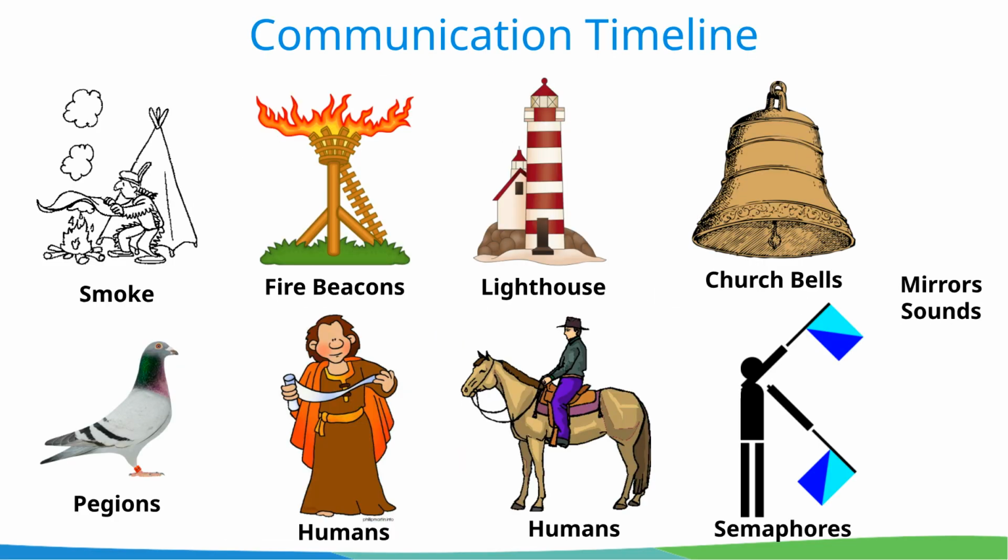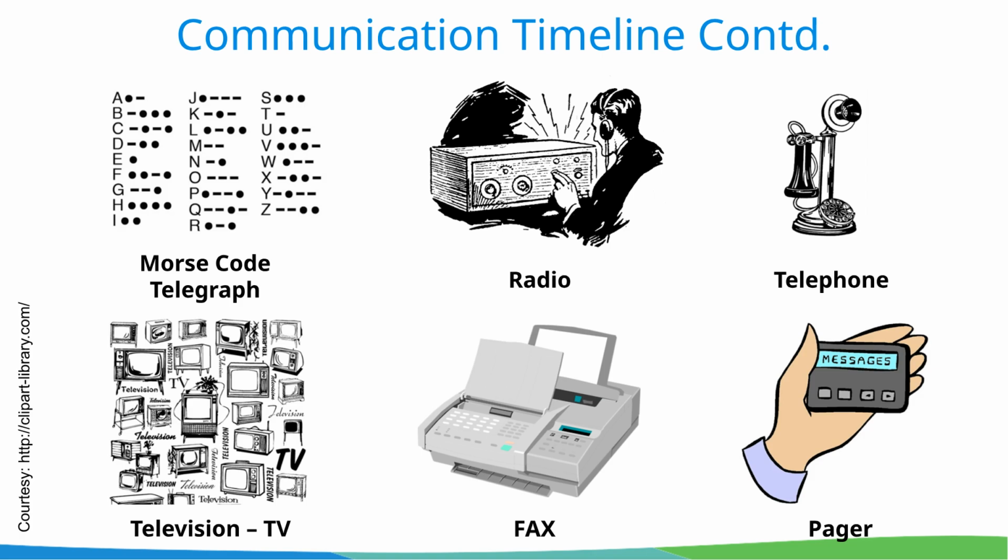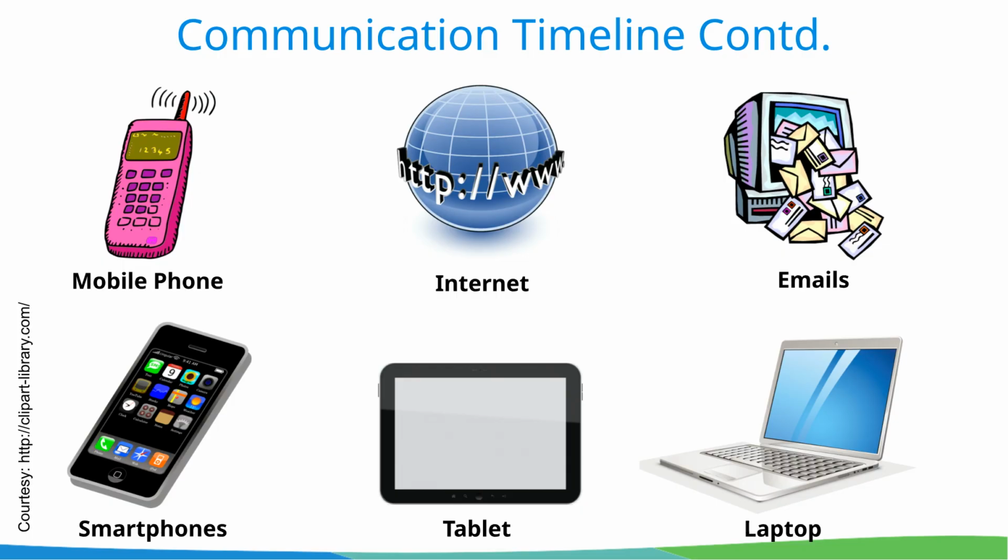Communication has evolved significantly, from smoke signals and fire beacons to methods utilizing lighthouses, bells, pigeons, and humans. Early forms also included semaphores, mirrors, and sounds. The timeline continues with the advent of Morse code, telegraph, radio, and telephone. More recent technologies include television, FAX, and pagers. We then move to mobile phones, the internet, and emails.